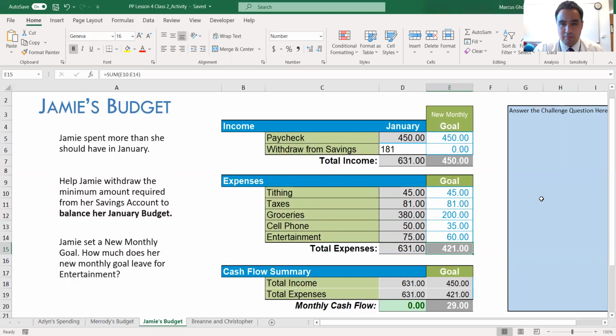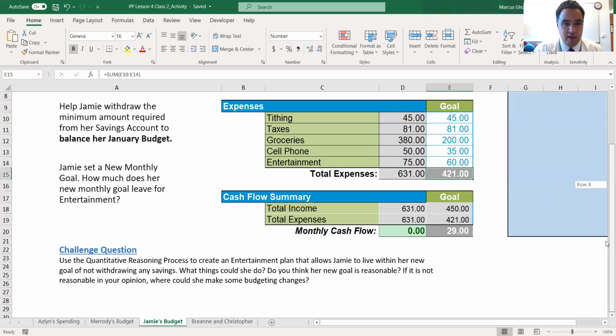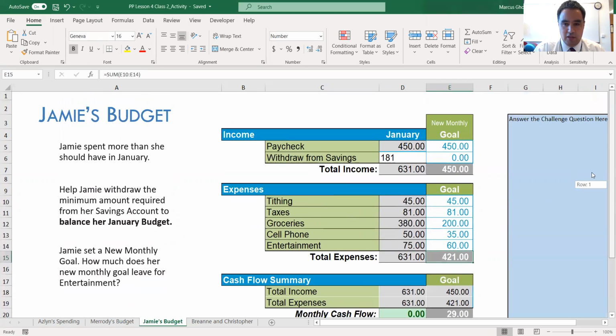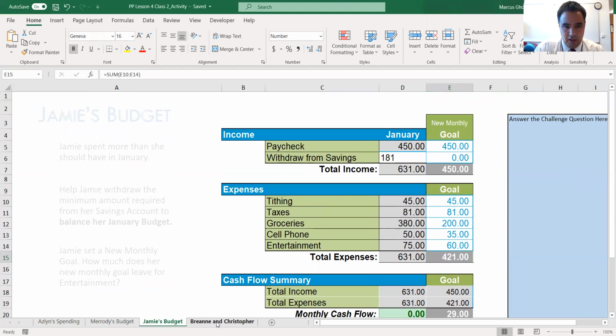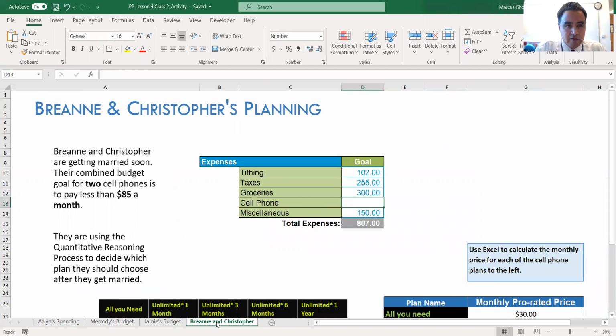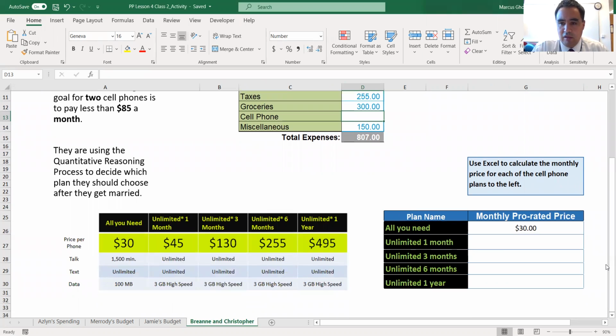And then there's a part where you can answer the challenge question where you write all of these things in here. Justify what you're doing. Let's look at the last one. Brianne and Christopher, they're figuring out their budget. They have a goal of 2 cell phones to pay less than $85 a month. And to help them make that goal, let's compute some monthly prorated prices in here. Remember, they're getting 2 cell phones.